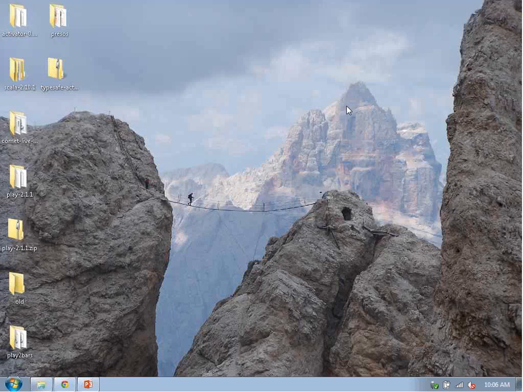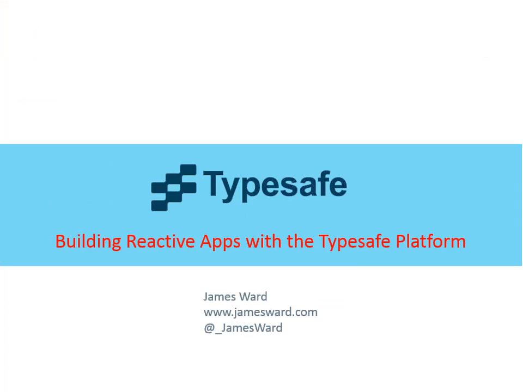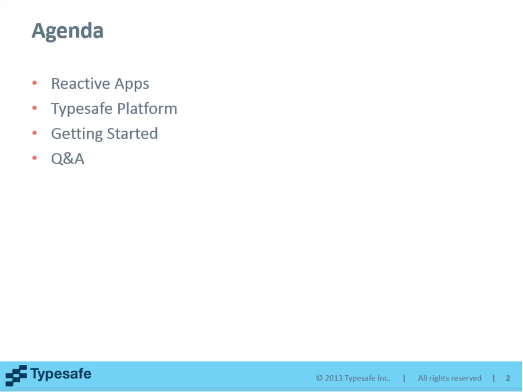I'm James Ward. I'm a developer advocate at Typesafe, and today what I want to go through is how we build applications with the Typesafe platform, build reactive applications. So our agenda for today is to talk first about reactive applications, what that is, and then talk about the Typesafe platform and what that is. And then I'll show you how to get started. We'll walk through building an actual reactive application, and then we'll end with some Q&A.